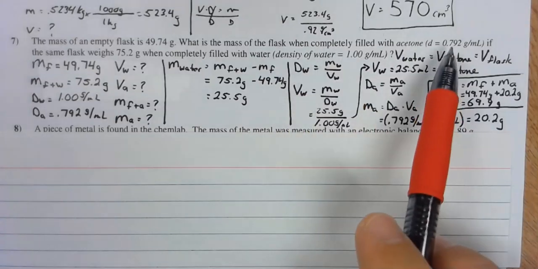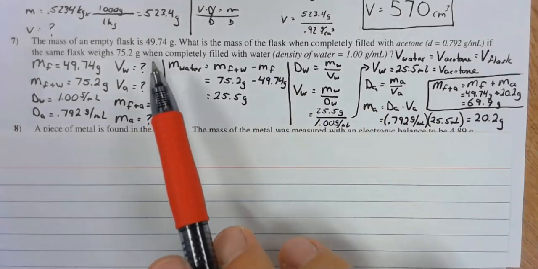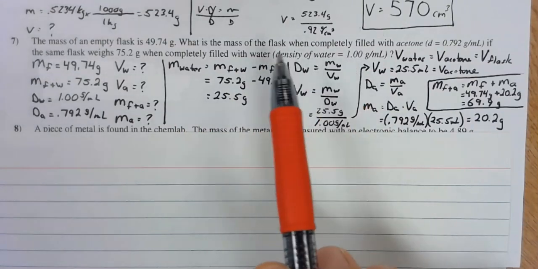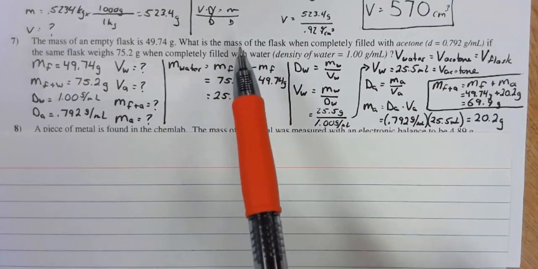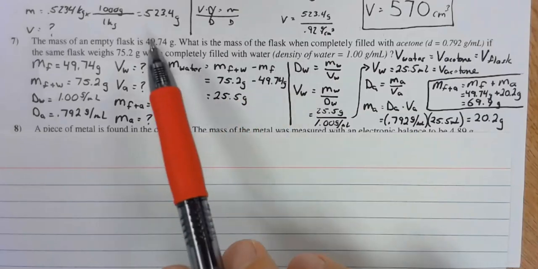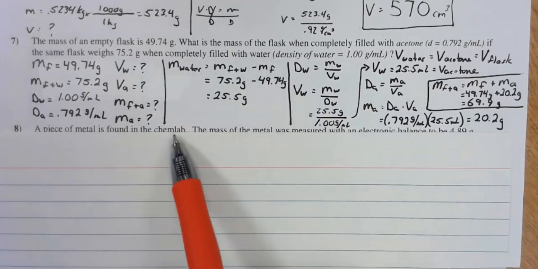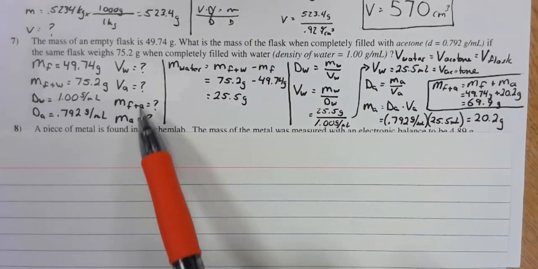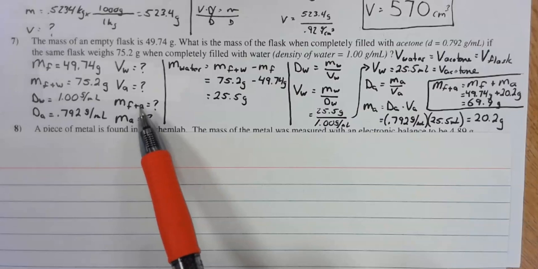Gives you the density of acetone. The same flask weighs 75.2 grams when filled with water. Okay, it gives you the density of water. So on the surface, it seems easy. You want to know the mass of the flask with the acetone in it. Well, we have the mass of the flask already. All I need to do is find the mass of my acetone, because I could take the mass of my acetone, add it to the mass of the flask, and get the mass of the flask with the acetone in it.